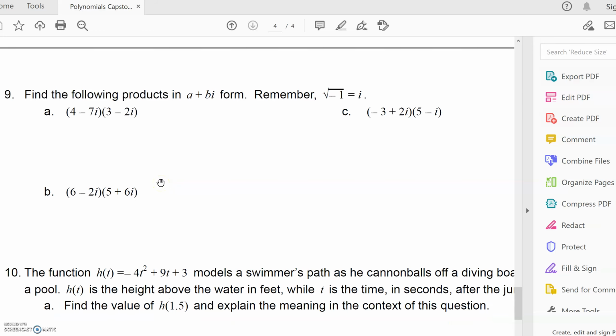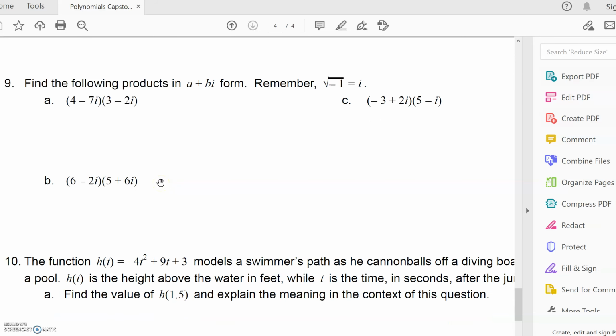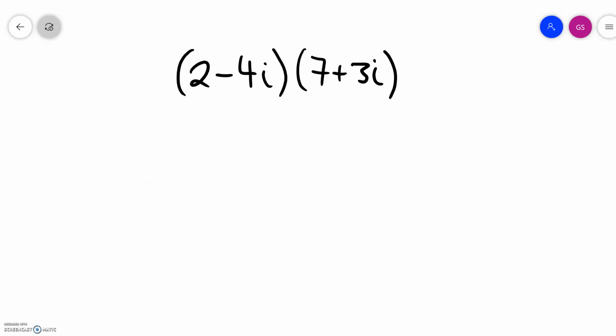Okay, so number 9, find the following products in a plus bi form. Remember, the square root of -1 equals i. Again, I'm not going to do any of these, but I will show you an example. So let's say I was multiplying 2 minus 4i times 7 plus 3i.